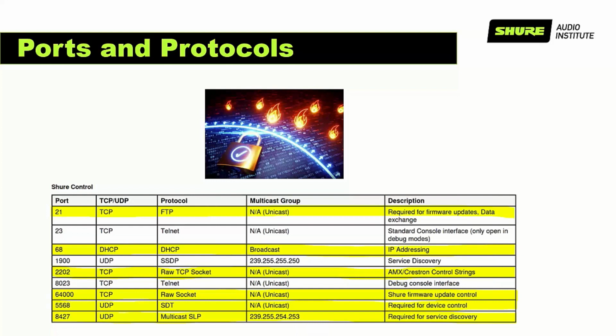Particularly that one I wanted to highlight, 2202, about midway down through the table there, where you can see AMX/Crestron control strings. We've called out AMX and Crestron there because those are 2 major manufacturers of the room control systems I spoke about earlier, but really that is any control string. If you want to integrate with open source software that you've written yourself, you will need to facilitate traffic through that port 2202.